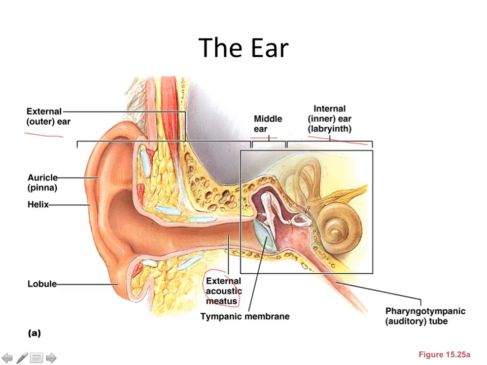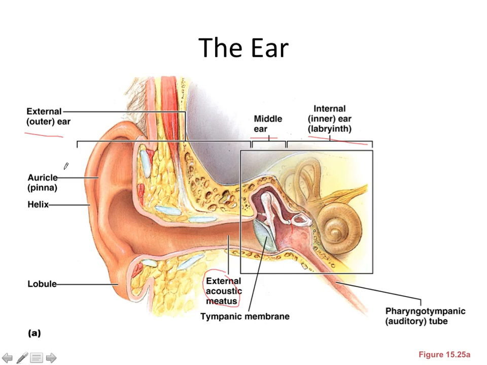The internal ear is from the oval window, from the stapes, to the cochlear nerve. Now let me look at the external ear.